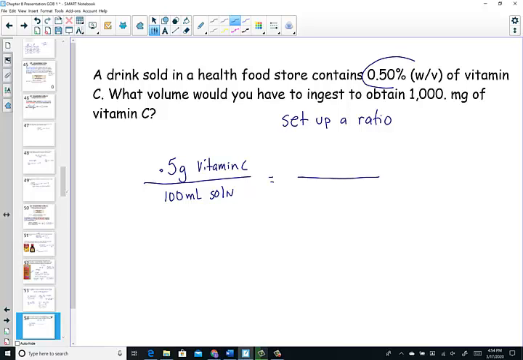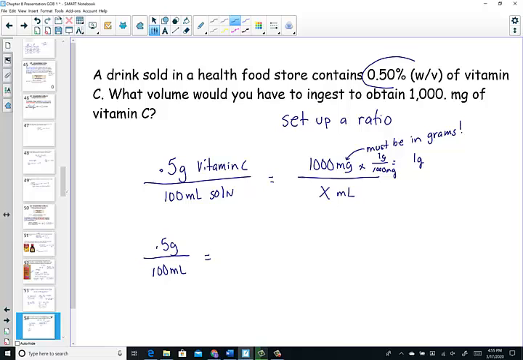We would like to obtain 1,000 milligrams, but keep in mind, this has to be a gram, not a milligram, to keep the units the same on both sides. So we remember that milli means 1,000, and so when I say 1,000 milligrams, it's the same as saying 1 gram. So 0.5 grams is to 100 mils as 1 gram is to X mils.